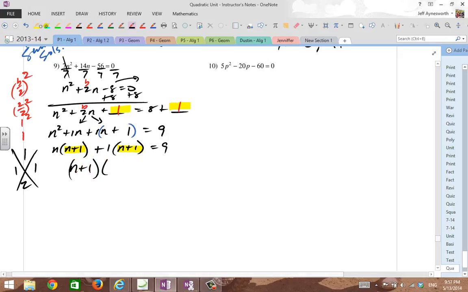Multiply it by the remaining factors here, n plus 1, and put it in. Okay, so here we go. We got n plus 1 times itself equals 9. That's n plus 1 squared equals 9.